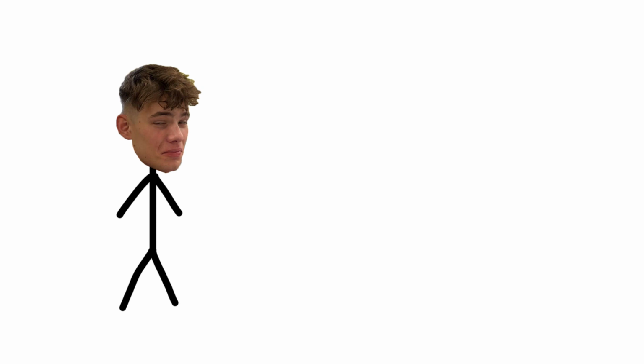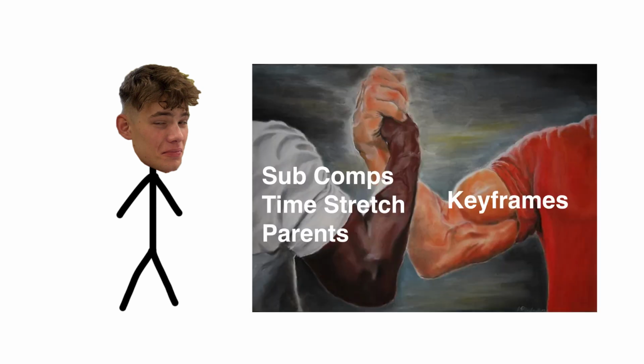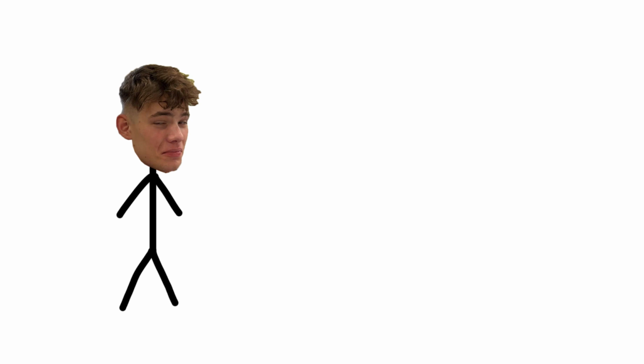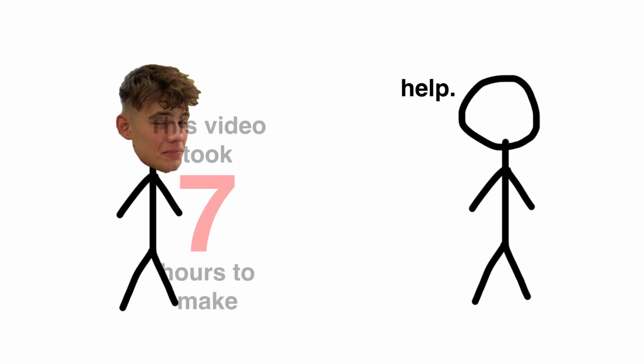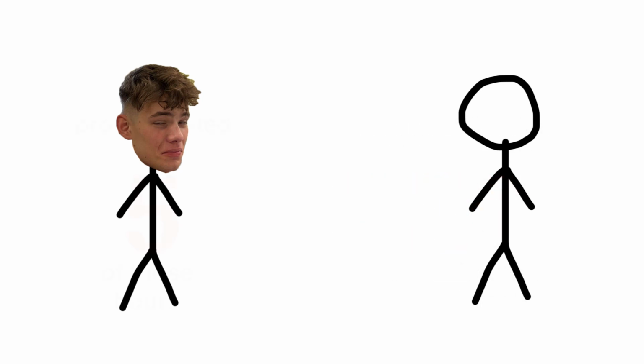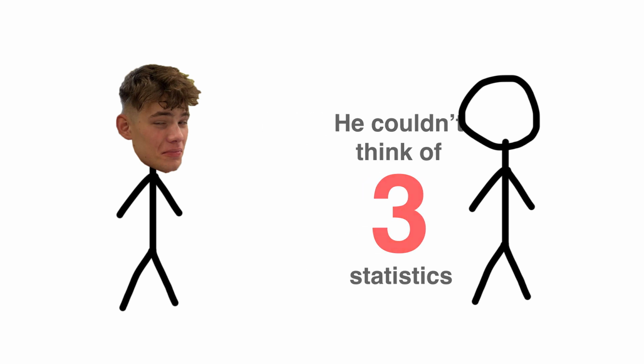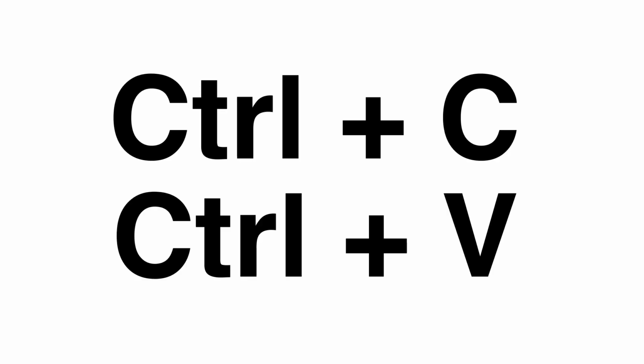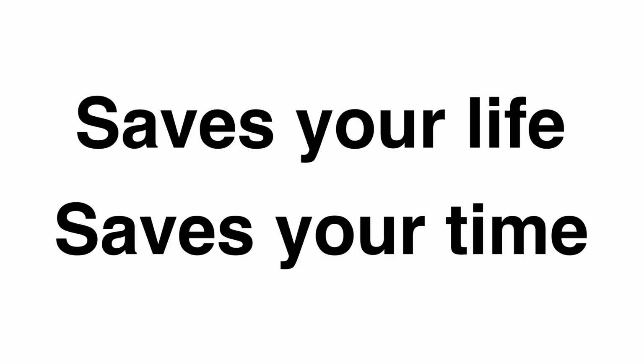Part 4, keyframes. I left this part for last as a lot of the tips I've previously talked about should be used before or in conjunction with these tips to make things especially easier. Okay, first tip, copy and paste. I know it's simple, but I feel like most people don't use it and it can save so much time. What's that? You've got to make 3 statistics, slide in from the left and slide out to the right and vanish. And the movements were all completely identical. Well, just... There! Done! Control C, Control V. Saves your life. Saves your time.